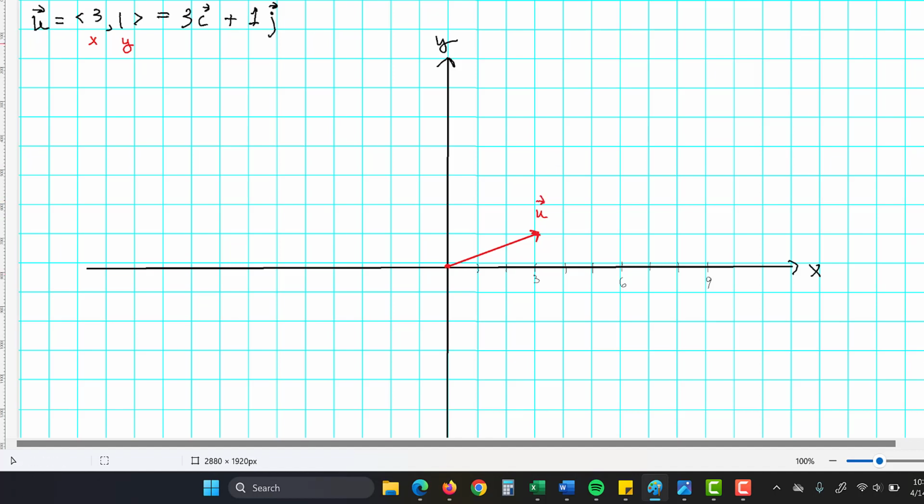Vector negative 2u. So if I want to do scalar multiplication of vectors, it is going to be negative 2 times angled bracket 3, 1. And that's going to give me a new vector, negative 6, negative 2. So that means I need to go over negative 6. So 2, 4, 6, and I need to go down 2 units. So let's draw that vector in here.